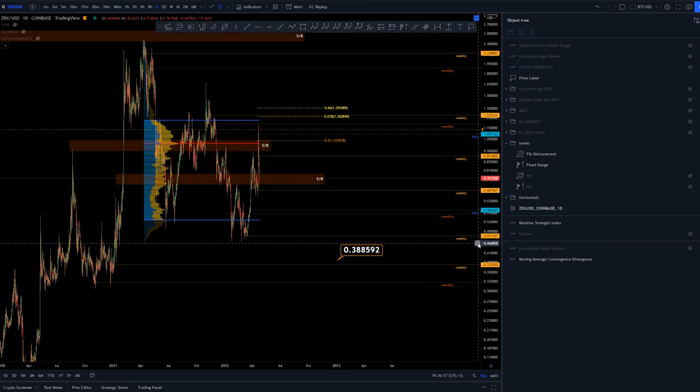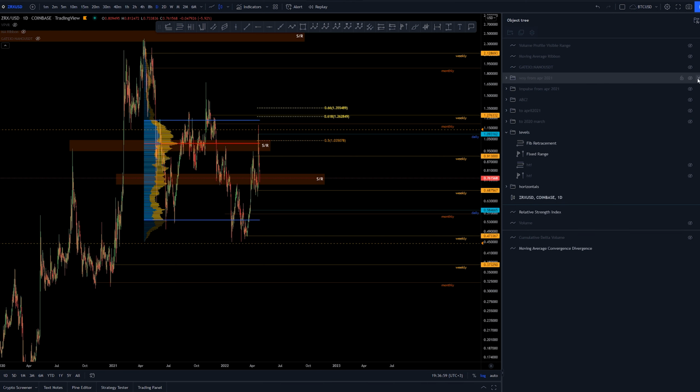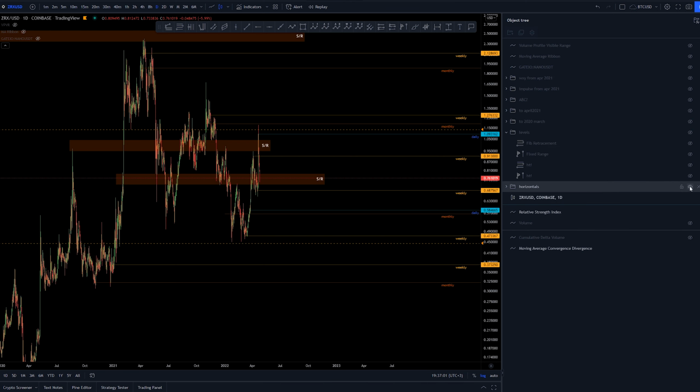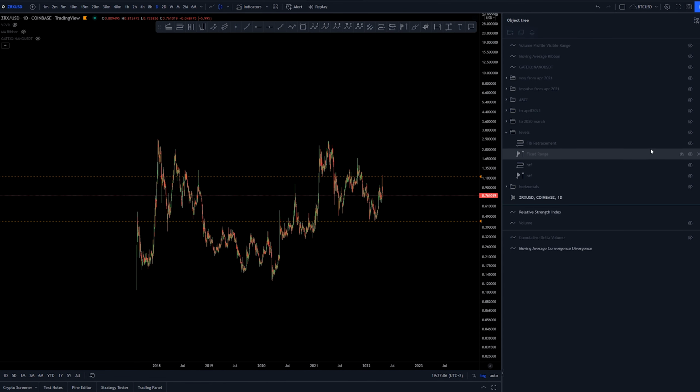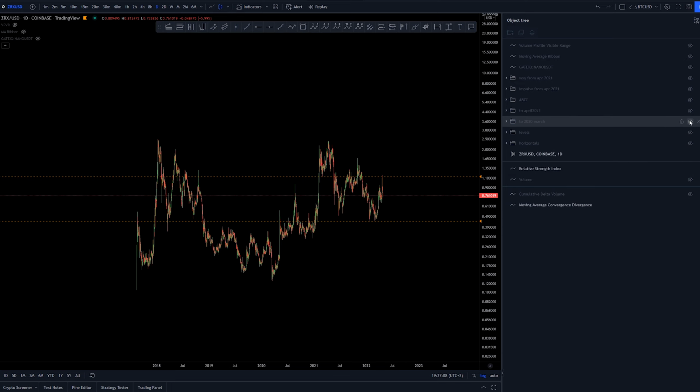Let me set another alert here. Yeah, I think those are all I wanted to share on those levels. So let's get into the Elliott Wave count.